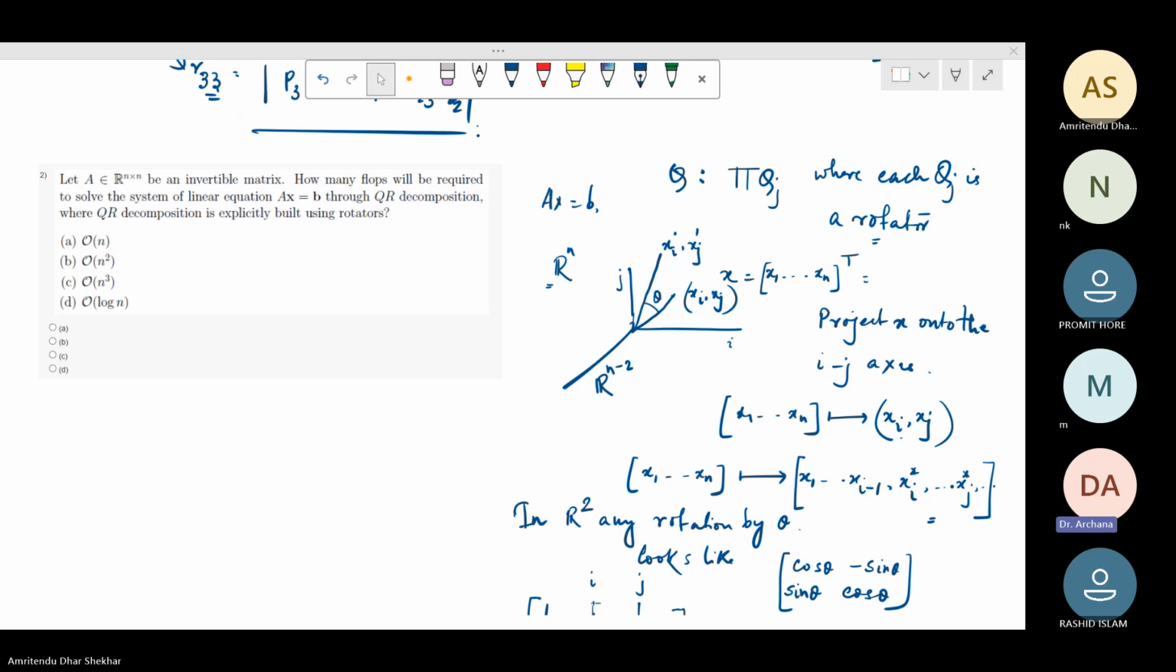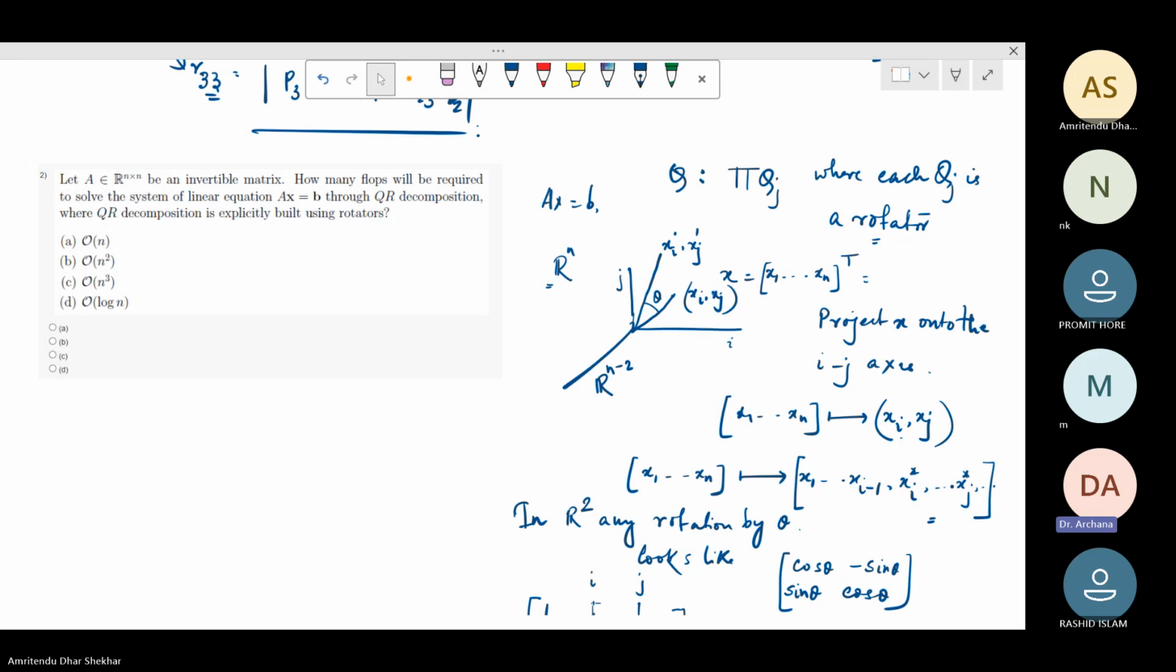Hello, sir. Sir, I have one question about flops. May I ask? Sure. Please ask. Sir, actually, when we find the complexity, then suppose it is n square minus n by 2.